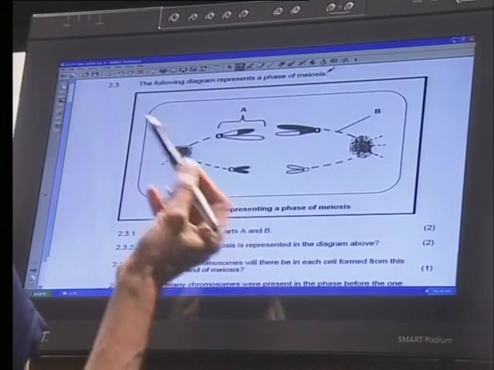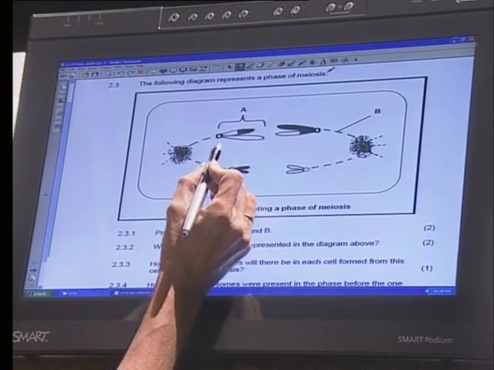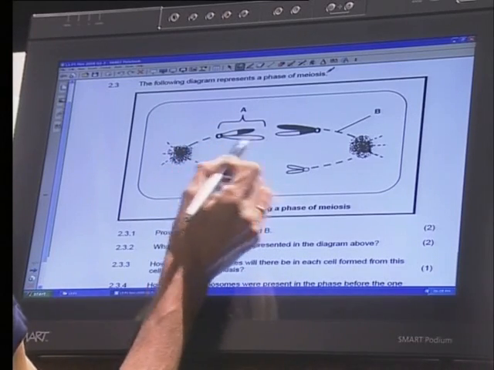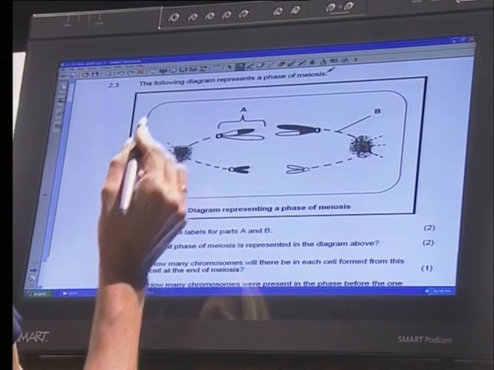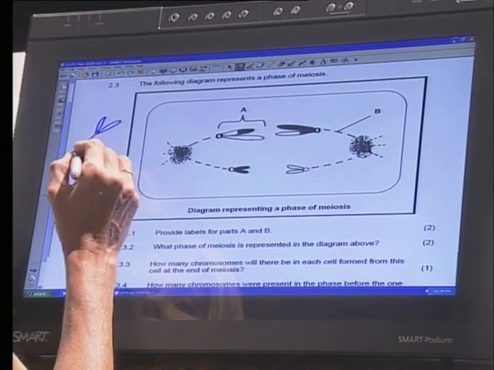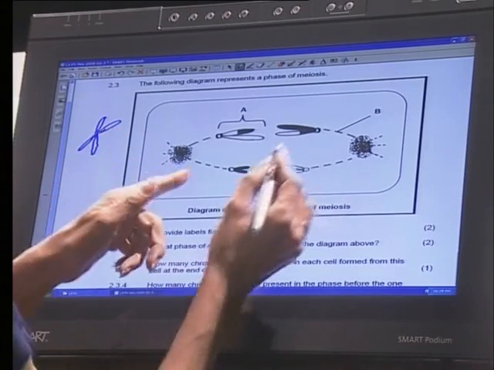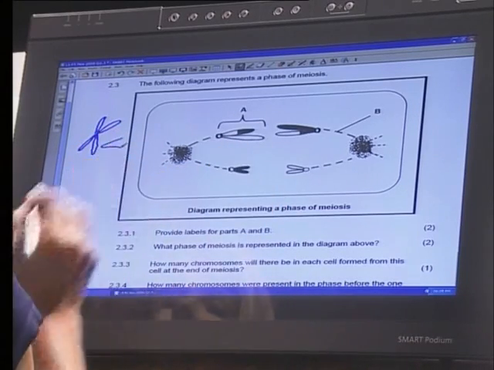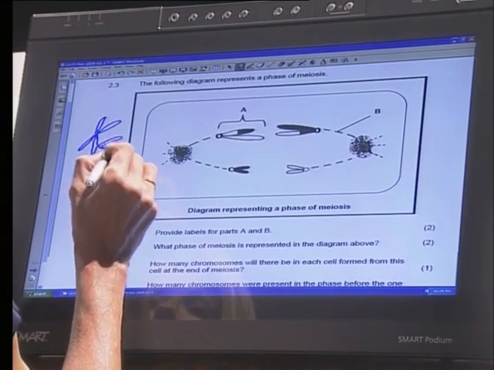Look here. You see what they look like here? They look like little V's. Do you see that? Now in meiosis 1, they're going to be little X's. In meiosis 2, they're little V's. And that's how you tell the difference. Easy, hey? Not very scientific, but it's easy to remember it that way. Okay, so that's number 1.